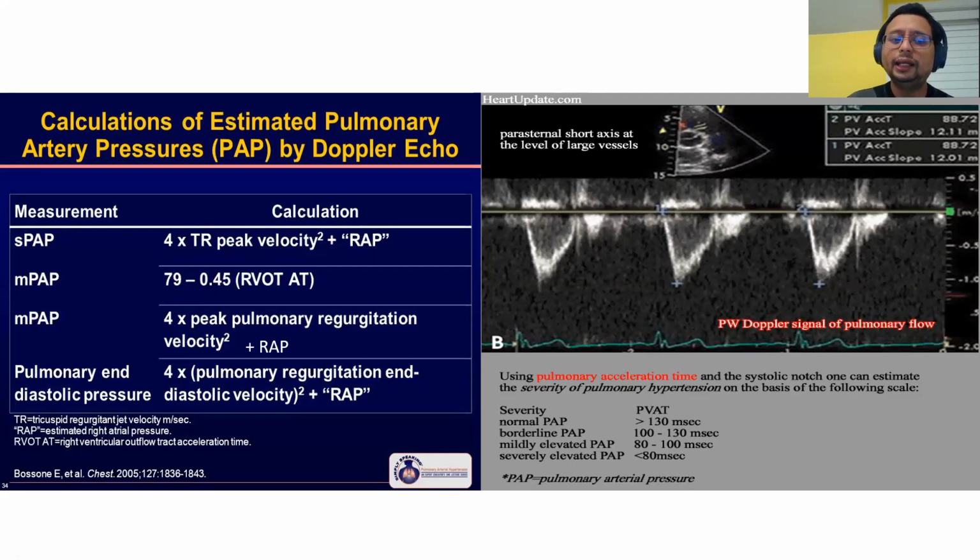That is what we do day in and day out. That is how we calculate systolic pulmonary artery pressure. We also can calculate diastolic pulmonary artery pressure by using pulmonary regurgitation and diastolic velocity. You measure the PR end-diastolic gradient, add that to the RA pressure, and you get pulmonary diastolic pressure. You can also use the peak PR gradient plus RA pressure to calculate the mean pulmonary artery pressure. So see the subtlety between systolic and mean.